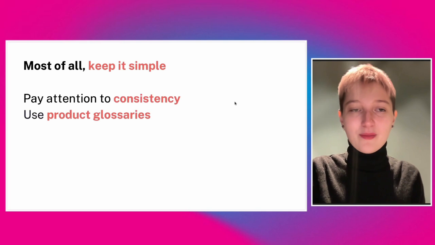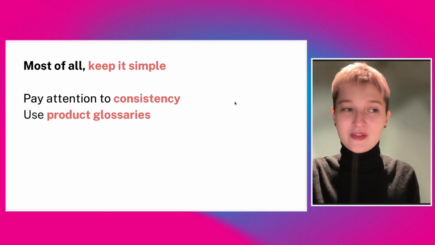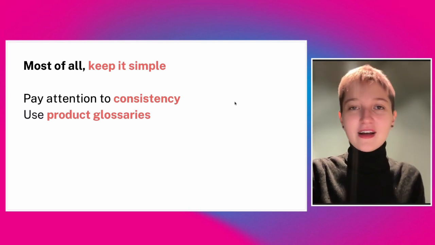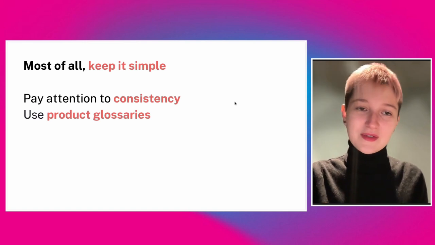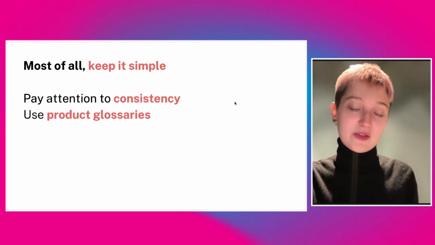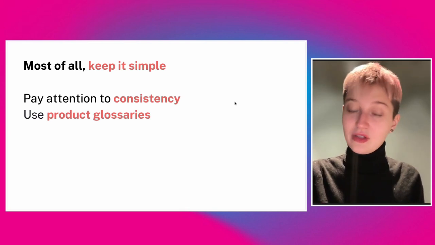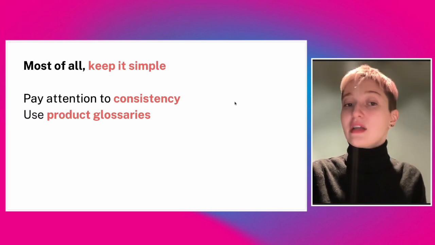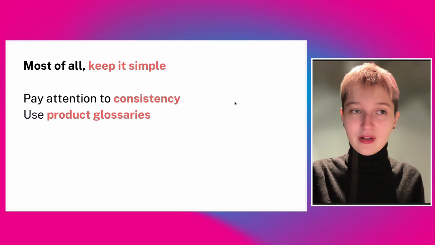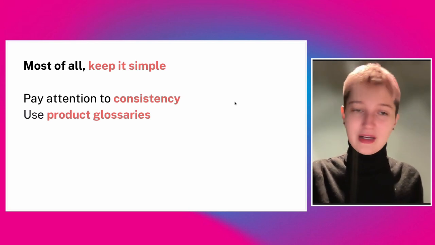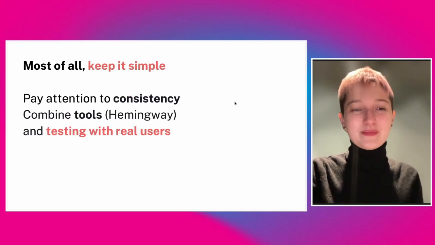And to keep things simple and pay attention to consistency, it really helps to use product glossaries, to have a list of the names of items you use in your product. So even if you're not a content designer, it really pays off to note down what the elements of your system are called. Even if you don't have a content designer on board, I would really recommend doing that early in the process. Then you will find it much easier to get rid of all the inconsistencies. A general content design tip, really.